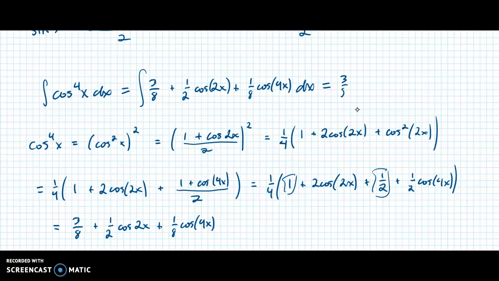I get 3 over 8x. And then, all right, we are going from cosine up to a sine, integrating. So it's positive still. But I got to deal with that too. So I get plus 1 over 4 sine of 2x. And then the last thing I'm going to get is 1/8 divided by the 4. So that gives me plus 1 over 32 sine of 4x plus a constant.